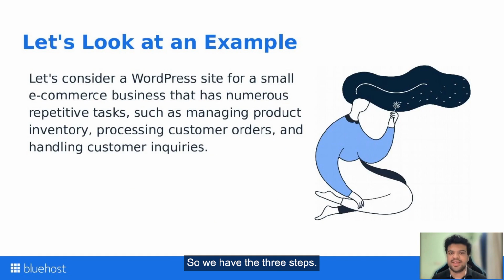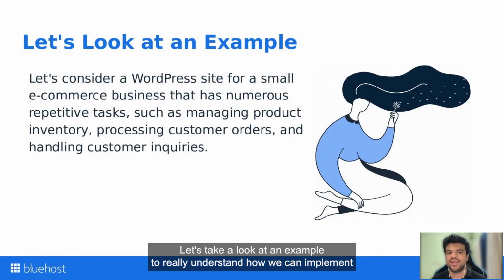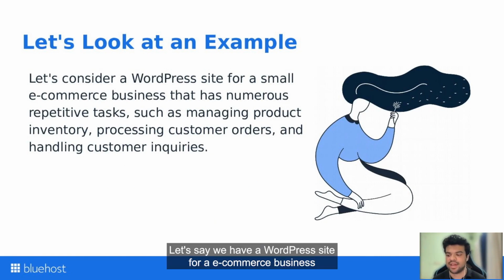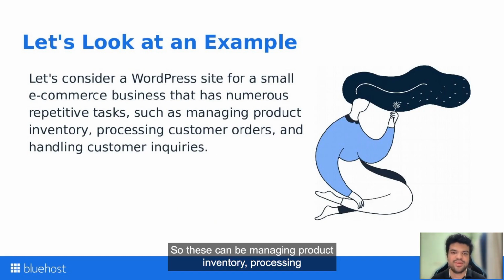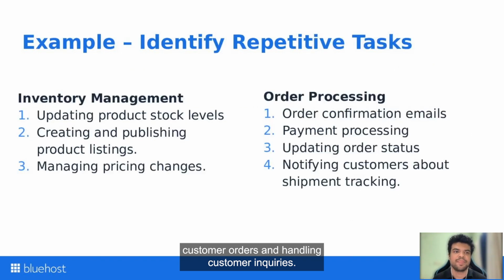So we have the 3 steps. Let's take a look at an example to really understand how we can implement this, right? Let's say we have a WordPress site for a small e-commerce business that has repetitive tasks for it. These can be managing product inventory, processing customer orders, and handling customer inquiries. So the first step is to identify repetitive tasks.